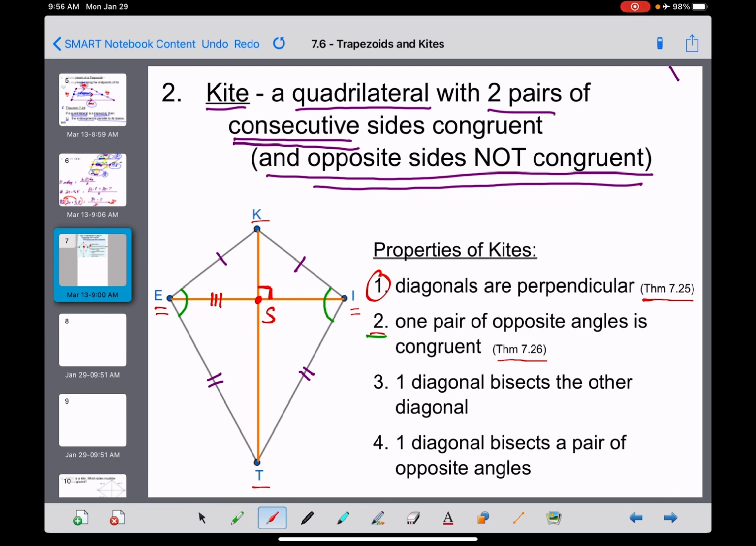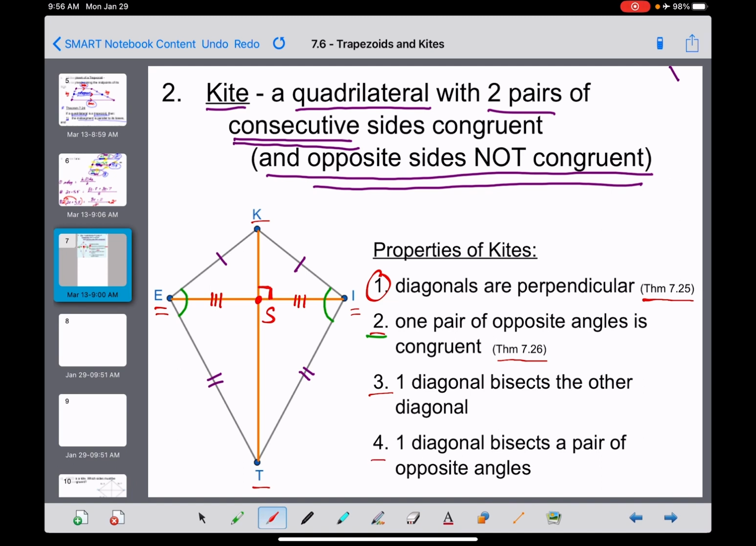So ES, I'm going to put a triple tick mark there, has to be congruent to line segment SI. But it is not the case, don't put this in your notes, guys, that KS and ST are congruent. Pretty clearly in this case, ST is longer than KS. One of them will always be longer than the other. Okay, so that would be part 3 right there.